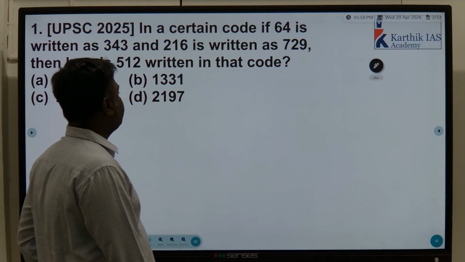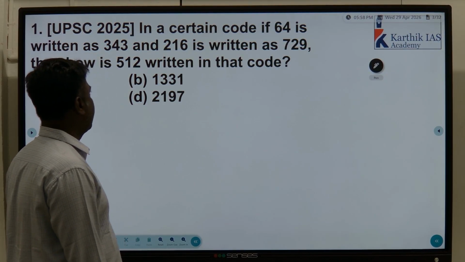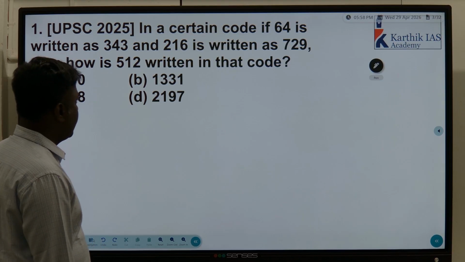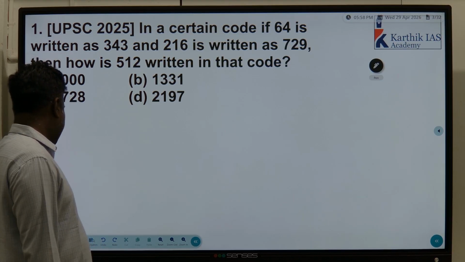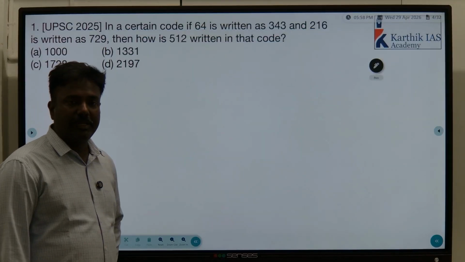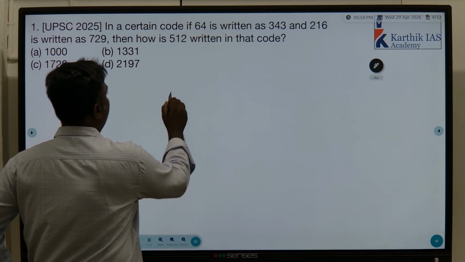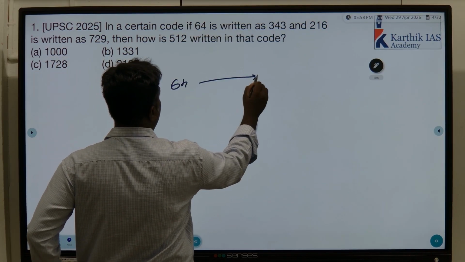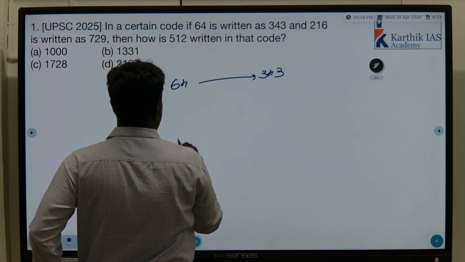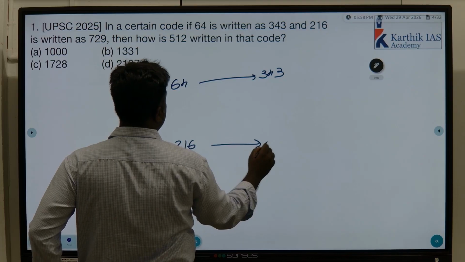So here, 64 is written as 343, 216 is written as 729, and 512 is written as what? See, number series also, I will let you know this. Definitely, you have to memorize at least 20 square numbers and 10 cube numbers. So 64 is coded as 343, and 216 is coded as 729.